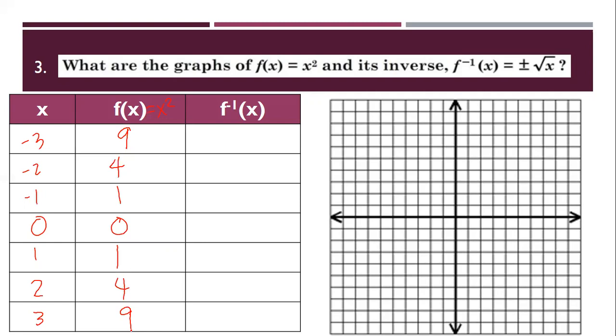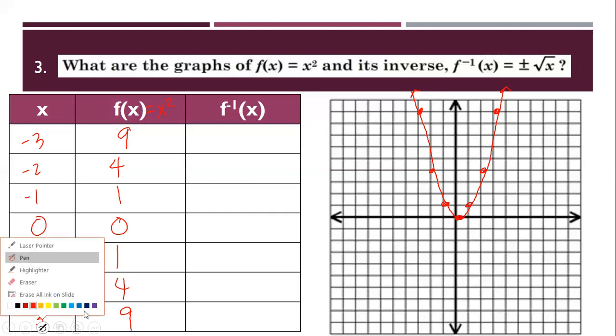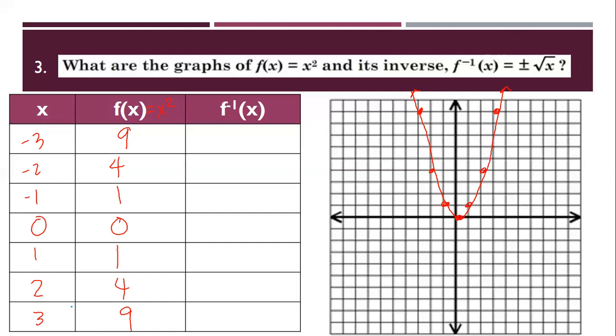So I'm going to create that graph really quick here. So we have 0, 1, 2, 3, 4, 1, 2, 3, 4, 5, 6, 7, 8, 9. I'm going to mimic it over here. 1, 4, 9. That's the best quadratic you've ever seen. All right, so the quadratic's done. Now we're going to do its inverse. I'll do it in blue. Its inverse equals plus or minus the square root of x.